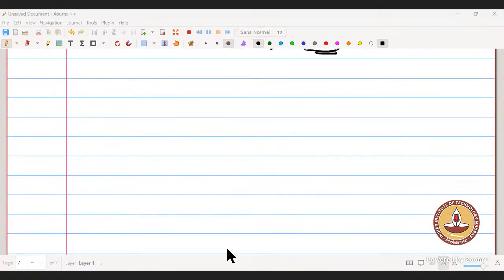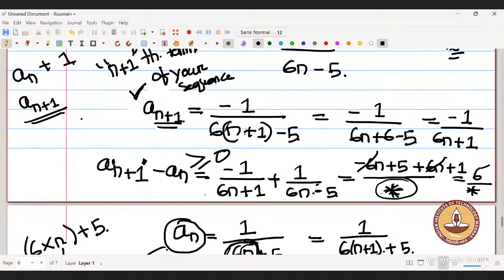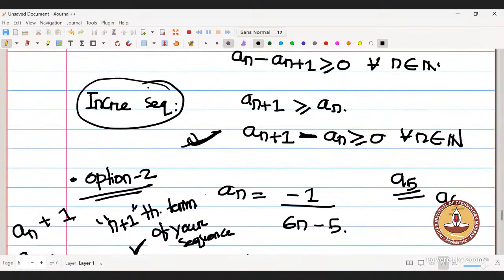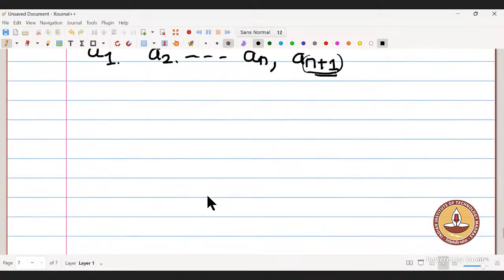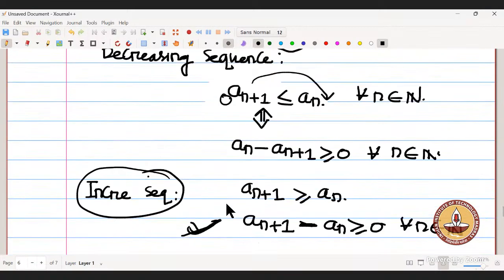Sir, the rest of the sequence problems are to be solved manually by putting the formula of n plus 1 or n? Yeah, you can just use the formula of increasing and decreasing separately for every problem. You just need to find a n, find a n plus 1, and subtract. If this holds, it is increasing; if the opposite holds, then decreasing. Okay, sir. 7.5, question number 4, sir.